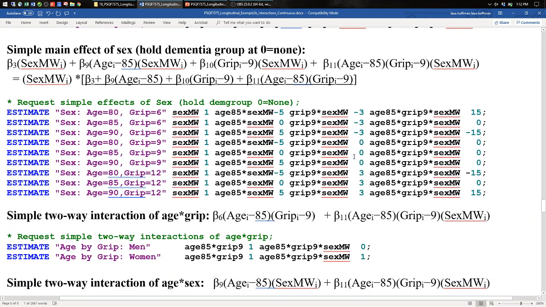Same deal at the bottom. Now this is the simple effect of gender as a function of age, as a function of grip, and as a function of age by grip. Where instead of plus or minus standard deviation, I picked plus or minus 5 years because I thought, well, 80, 85, 90, that's a nice round number I can put on my plots. It's an arbitrary distinction.